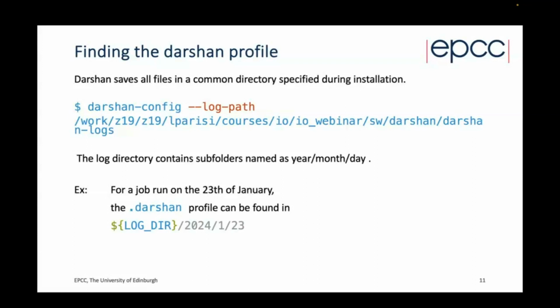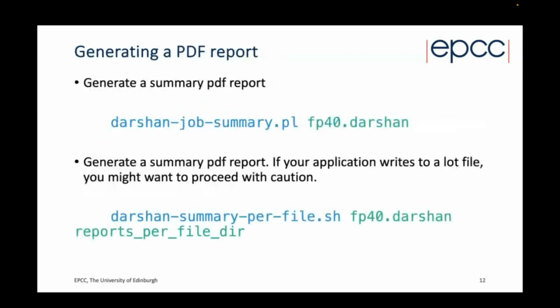The directory is structured by the time the simulation was launched. So that means if I launch it on the 23rd of January, 2024, then I will have to look for a subfolder called 2024, then 1 for the number of the month, and then 23 for the day in the month. And then you'll find a .darshan file, and that's a binary profile, which is generated by the application.